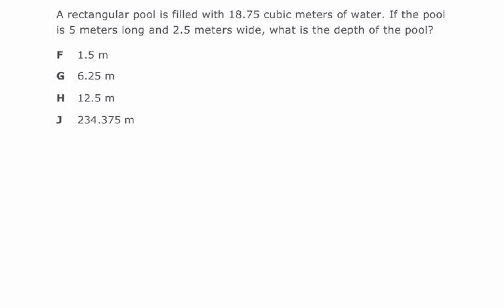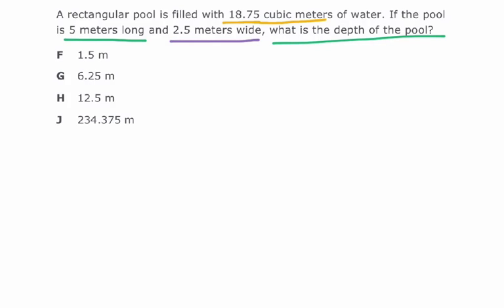So this is one of those work backwards word problems, where they give us the volume, that it's filled with 18 and 75/100 cubic meters of water. And then they give us two of the measurements, which is 5 meters long and 2.5 meters wide, and we need to find then the depth. Could be height or depth of the whole thing, but that's what we're looking for here.